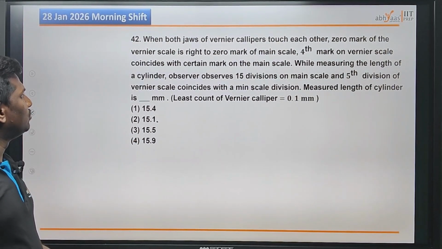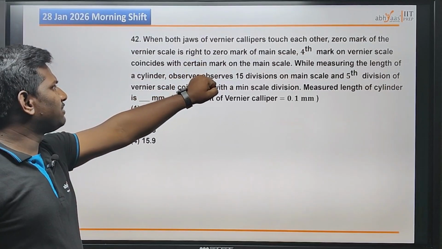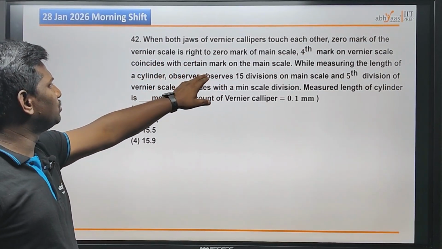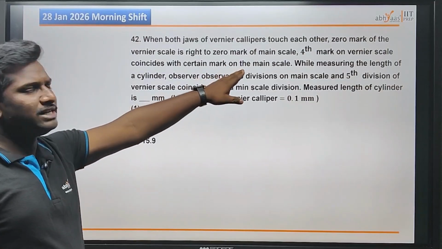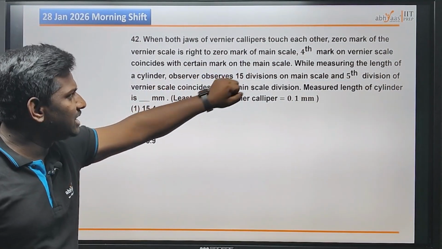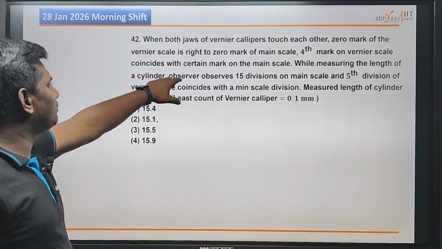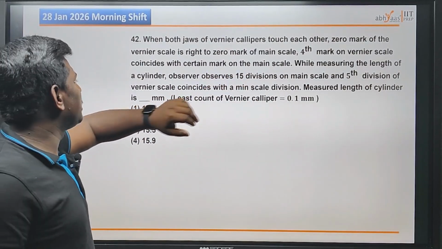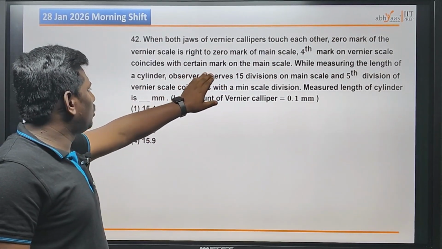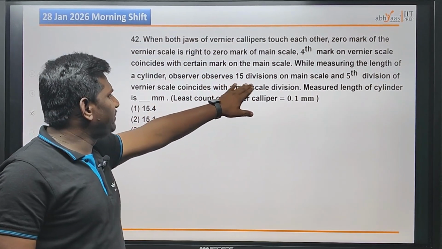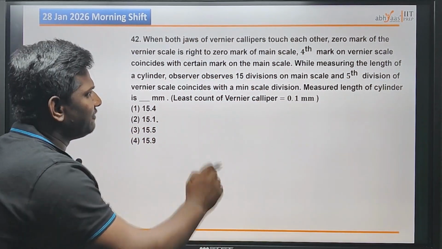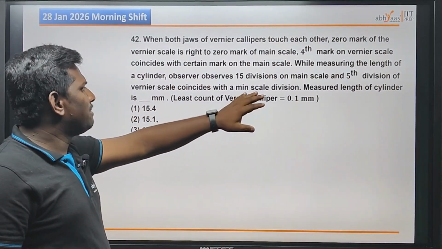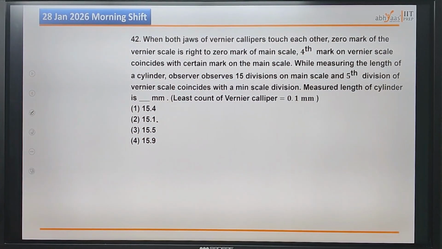Question number 42. When two jaws of vernier calipers touch each other, 0 mark of the vernier scale is to the right of 0 mark of the main scale, that is the 4th mark. They have given the error, coinciding with a certain mark on the main scale. While measuring the length of a cylinder, the observer observes the 15 division on main scale and 5th division on vernier scale coincide with a main scale division. Measure the length of the cylinder.